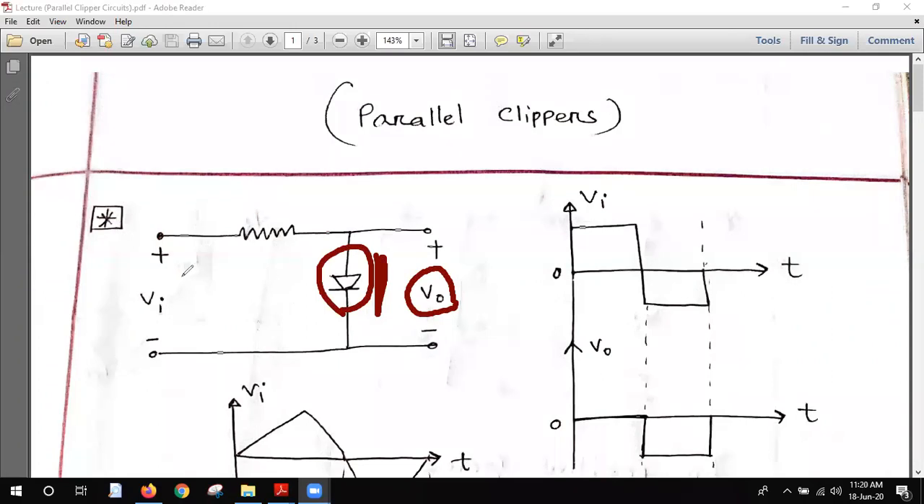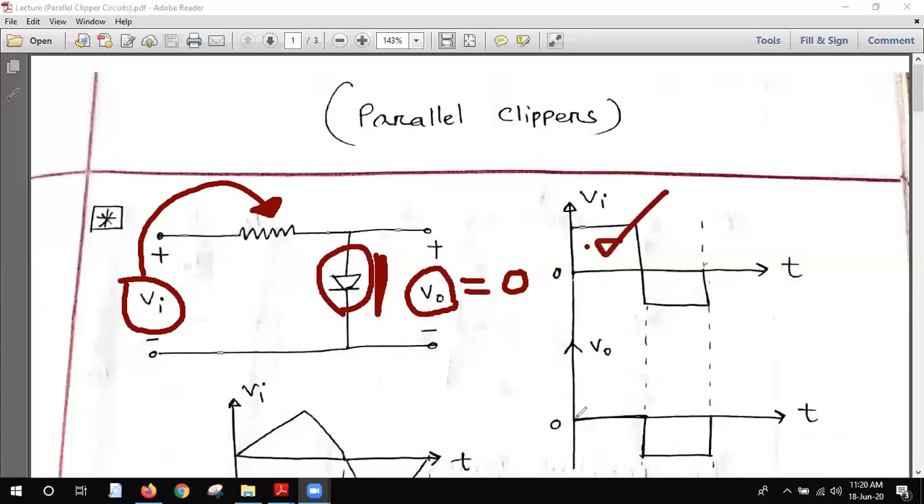So that's why the whole input voltage will be dropped here, because in the KVL we know that the summation of voltage drops equals the input voltage. As there is no drop in the diode and the output is also across the diode, the output will always be zero in the positive cycle. So you see that in the positive cycle there is no output. It's very interesting.